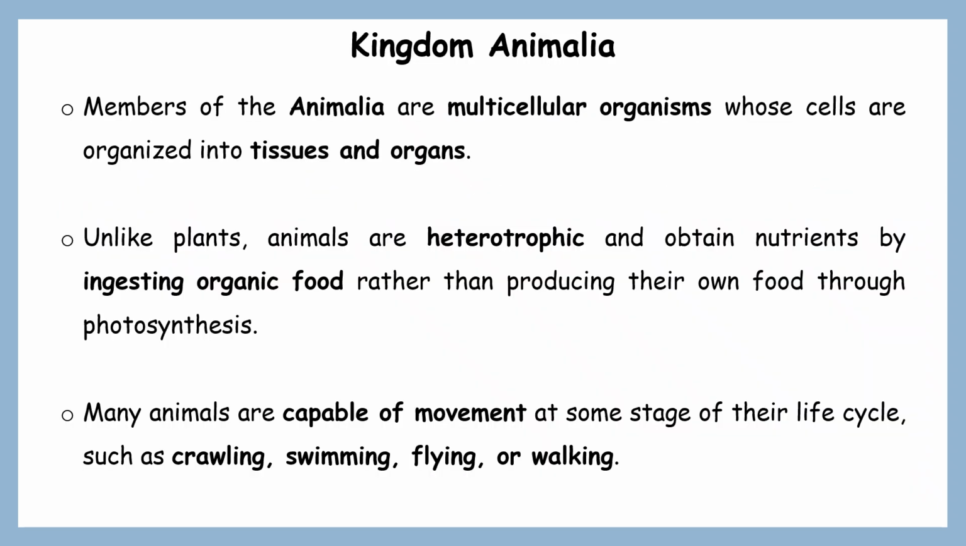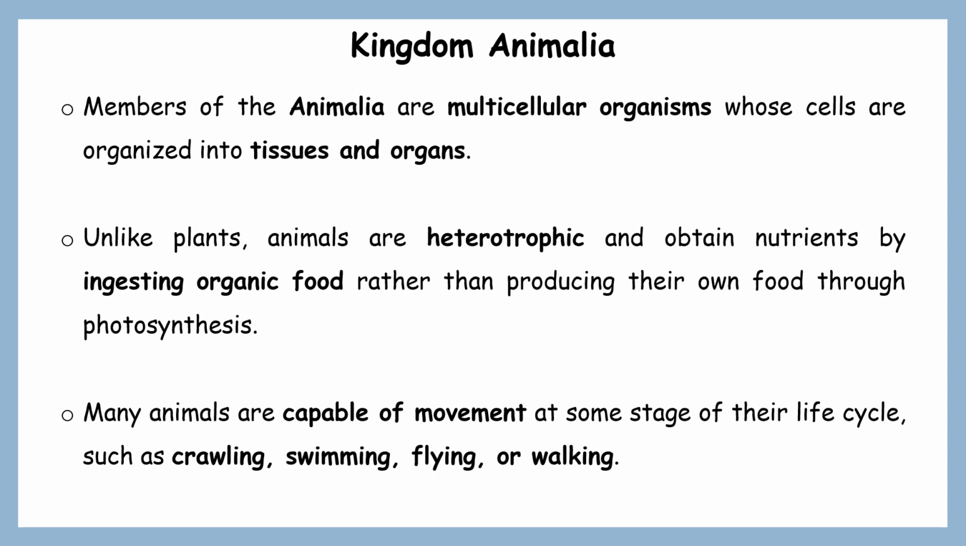Coming to the last kingdom, kingdom Animalia. The members of Animalia are multicellular organisms whose cells are organized into tissue, organ, and even organ system levels of organization. Unlike plants, animals are heterotrophic and obtain nutrients by ingestion of organic food rather than producing their own food, because animals cannot carry out photosynthesis, as kingdom Animalia lacks chlorophyll pigments.